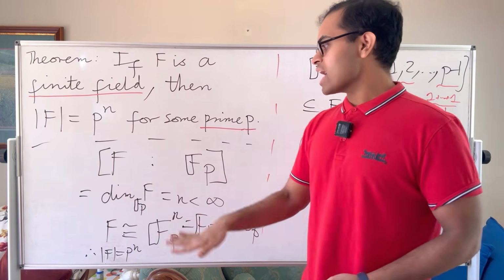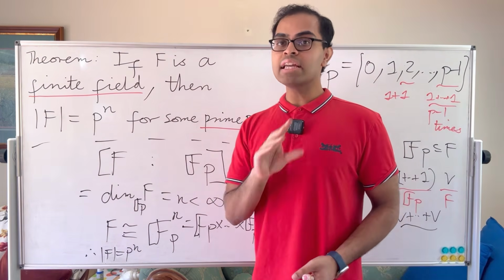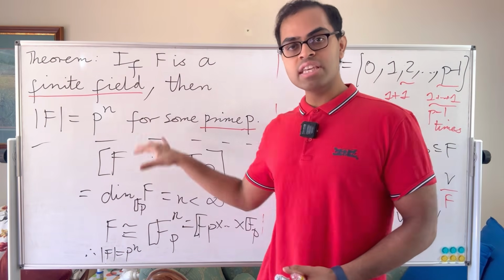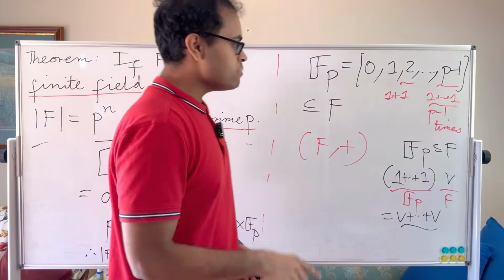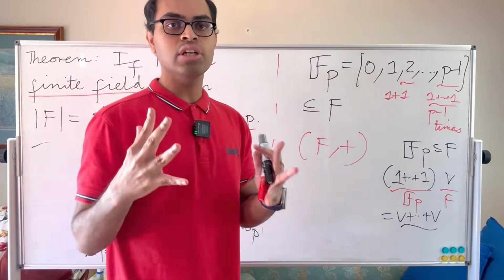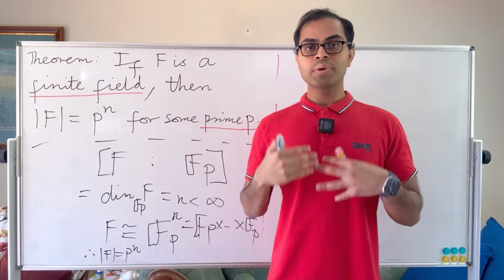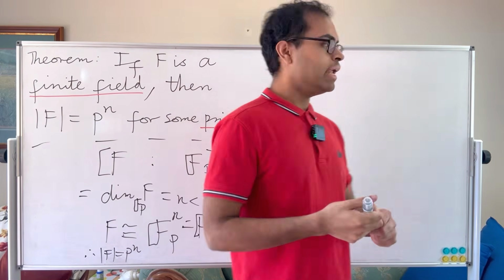But we don't need the axiom of choice in this case, and we can give a very direct proof because everything is finite. It's very concrete. I'm just going to show that to you so you can really visualize. It's going to give you a deeper understanding. So we can actually see why F has p to the n elements as follows.